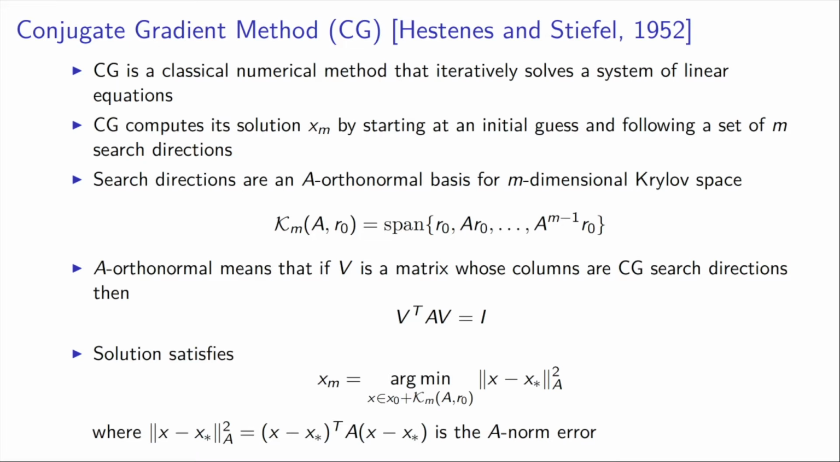What A-orthonormal means is that if we have a matrix V whose columns are the CG search directions, then V transpose times A times V should be equal to the identity matrix. The solution of CG satisfies this minimization property where the A norm of the error is minimized over the m-dimensional Krylov space. The A norm of the error is a weighted inner product where the weighting is the matrix A.